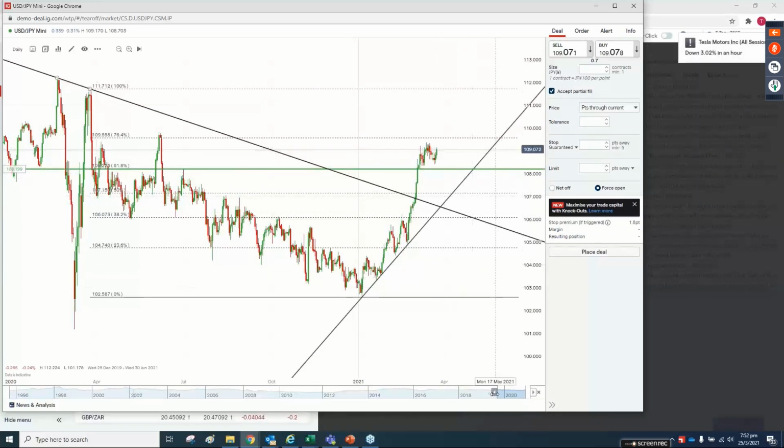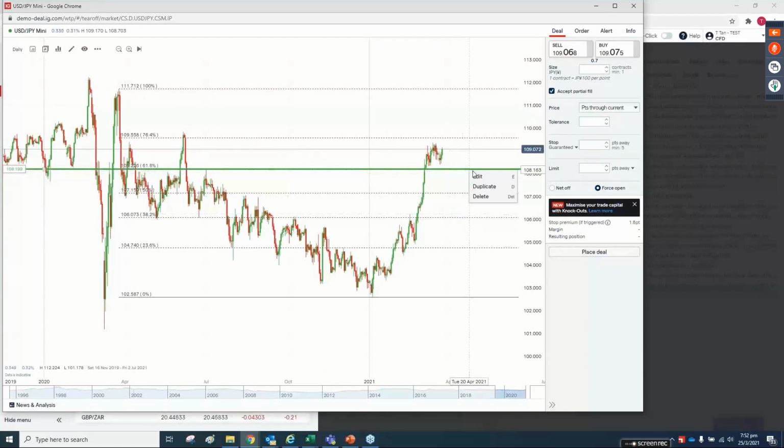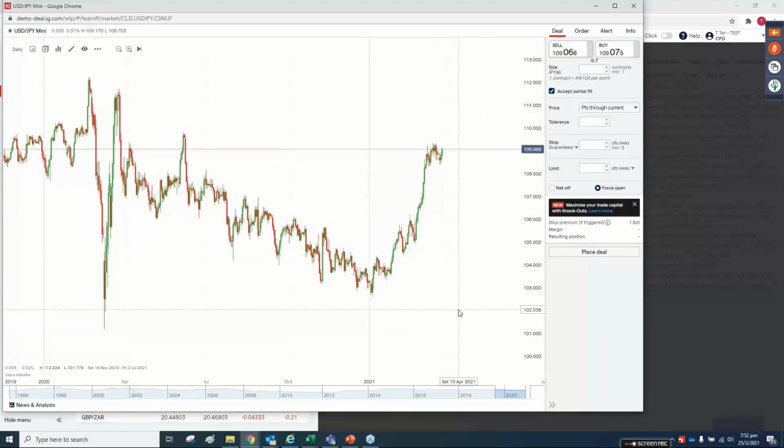Now, let me just also draw something in that's slightly out of scope for today's webinar. But this will actually open up your eyes a little bit on what could be happening here. Okay, arrows. So we are seeing this move here, right?